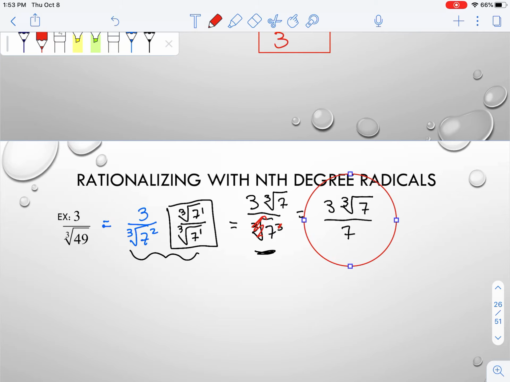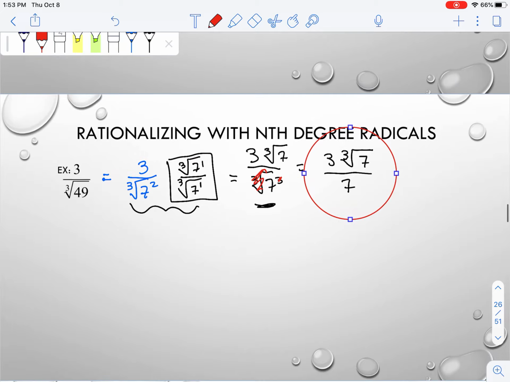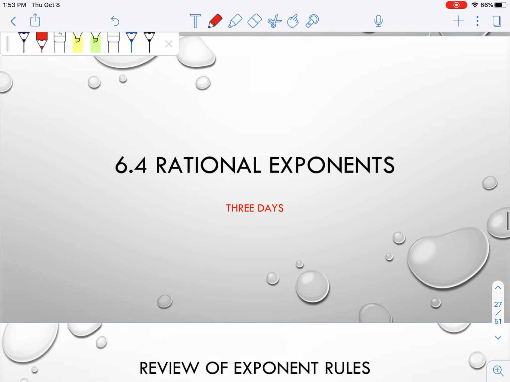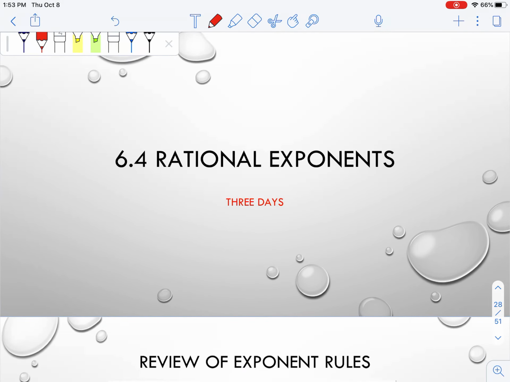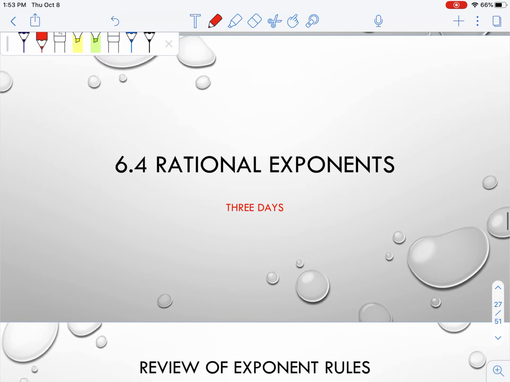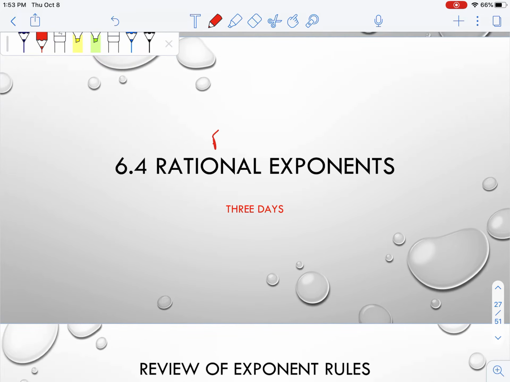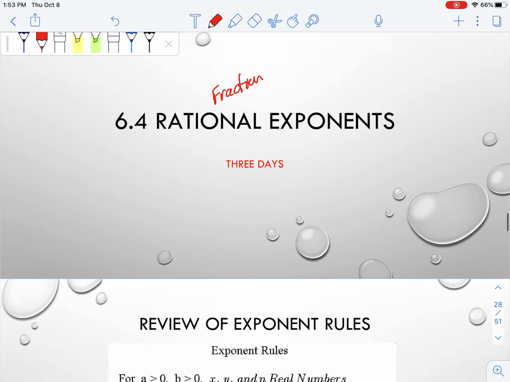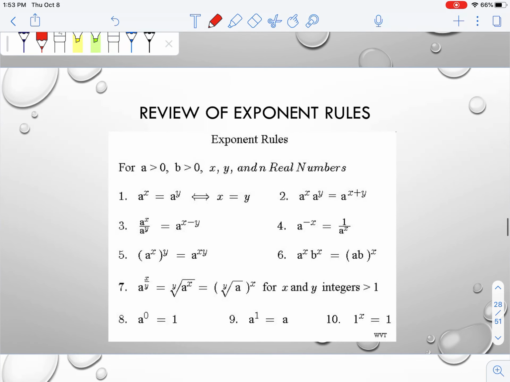That concludes section 6.3. We're going to continue on with 6.4. This is a pretty simple topic as well, dealing with rational exponents. Rational meaning fractional exponents. How do we handle it if our exponent is a fraction? So this is the rule here from our laws of exponents that we're going to deal with. We're going to pull this out and dissect it.